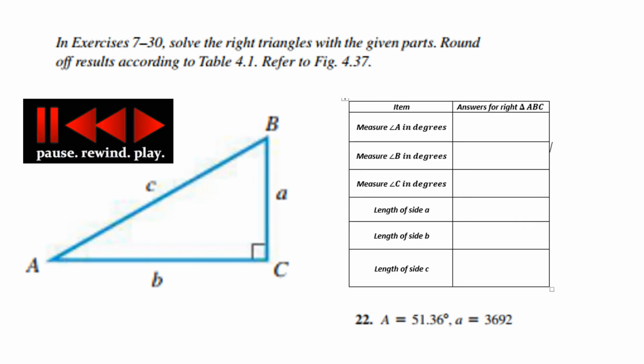Okay, so now we're going to go through a series of problems, and many of them will look the same. We're going to solve the right triangle with the given parts. Now in 7 through 30, what you'll see is they're always saying the right angle is at C, so that is 90 degrees. So the answer there is always going to be 90 degrees, but you're given different information. For example, in problem 2, you're given that angle A is 51.36 degrees, and side a is 3,692. So you have those entries that you can put into the table, but you have to find the remaining entries.